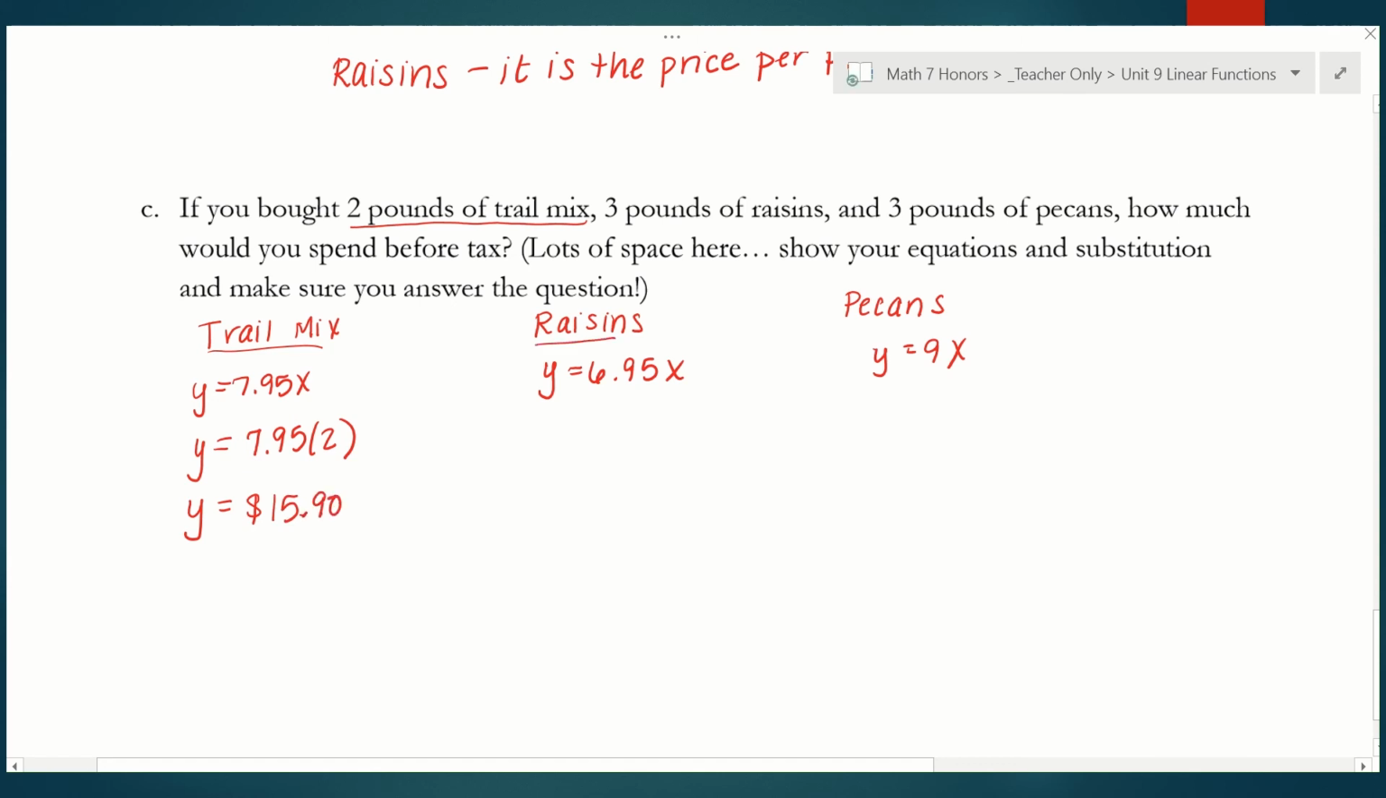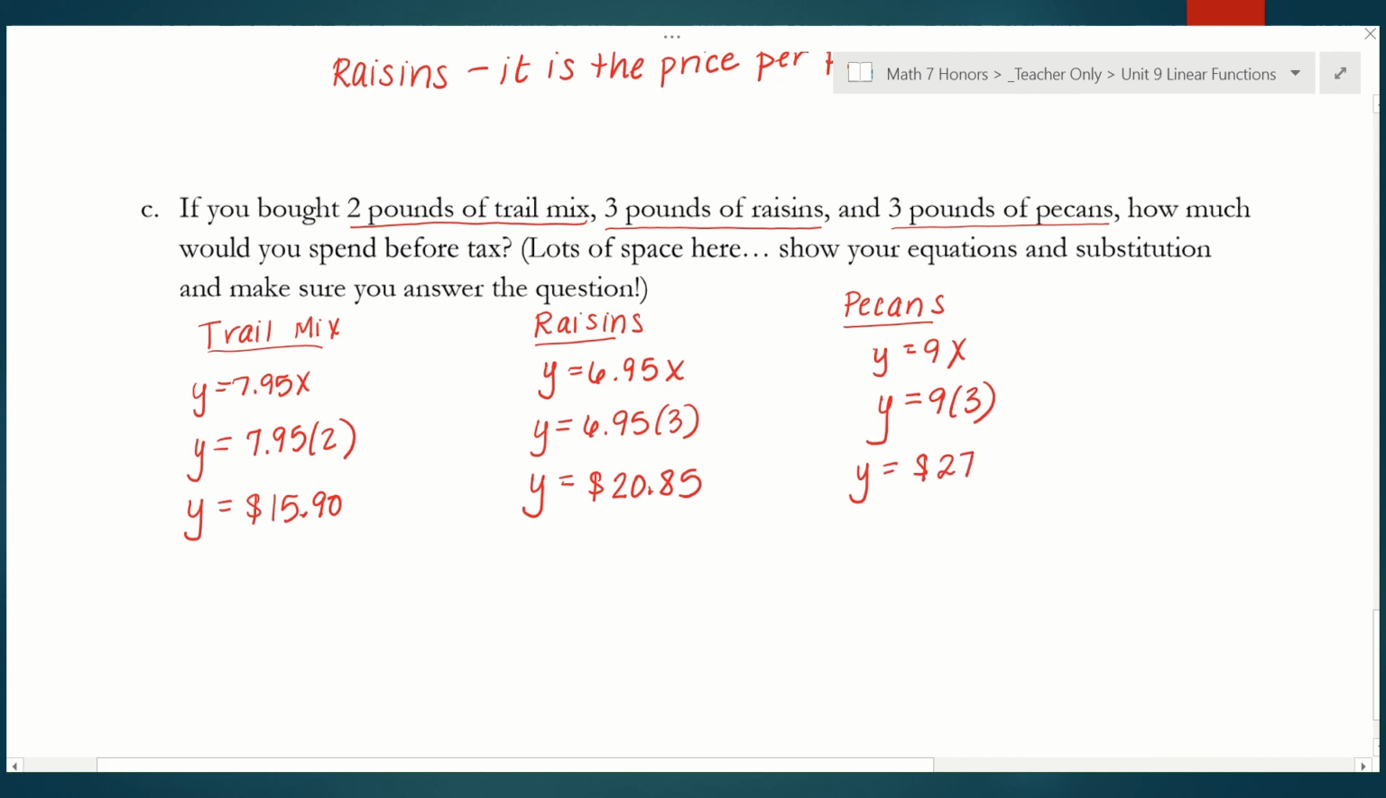All right, then it says we're buying 3 pounds of raisins. So I take out the x in the raisins equation and replace it with 3 to give me a total cost for the raisins of $20.85. And lastly, I have pecans, and it says I'm buying 3 pounds of that. So 9 times 3 means it's going to be $27 for the pecans.